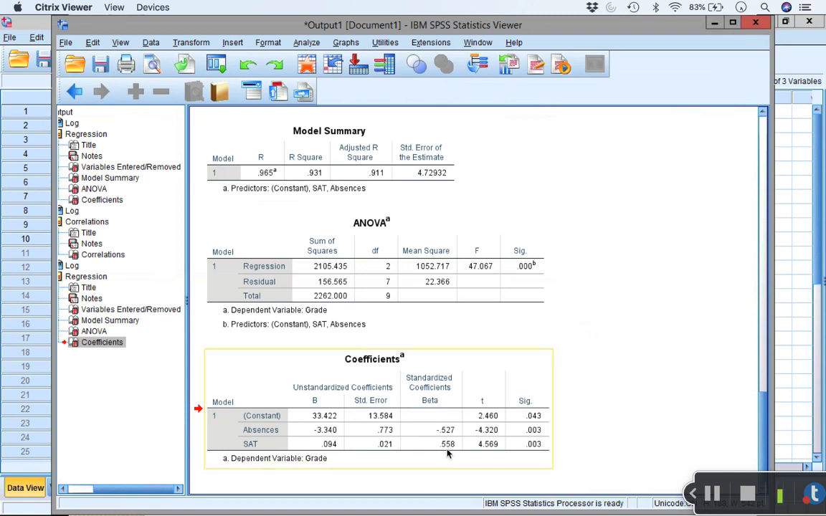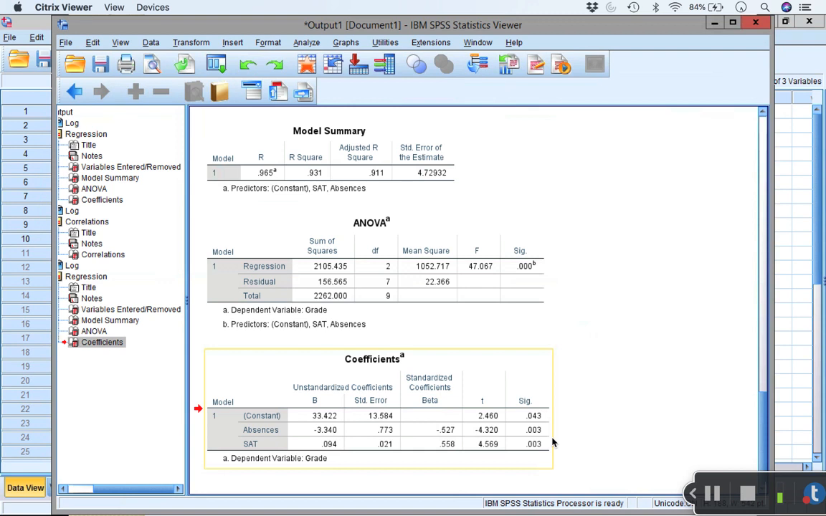So you can see here, these are fairly close. We have 0.527 versus 0.558. You can see that the SAT beta is slightly larger than the absence beta. So it's maybe doing a slightly better job of predicting than absences, but if we carry this over to the significance column, we're seeing that they're both actually doing a significant job of predicting exam grade. It's just that SAT is a tiny bit stronger.